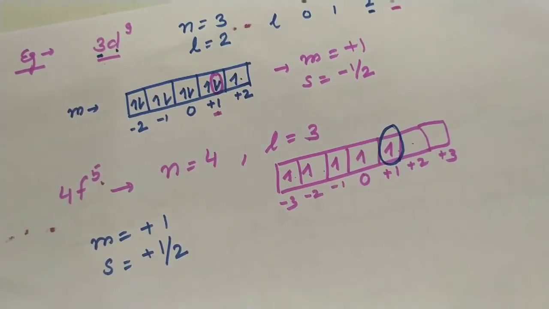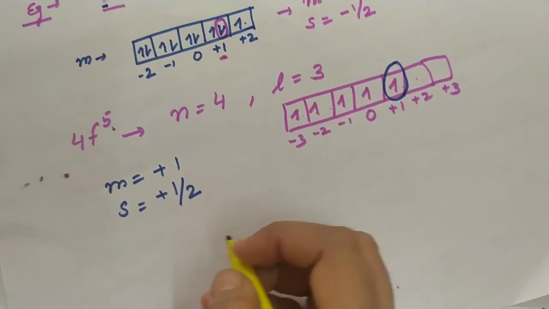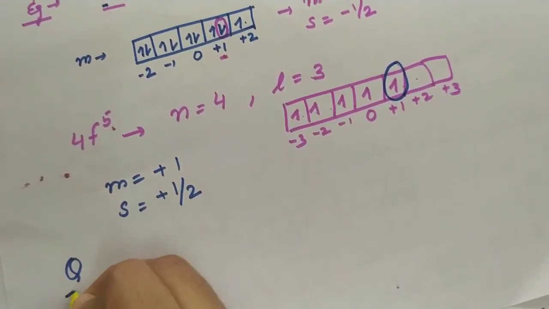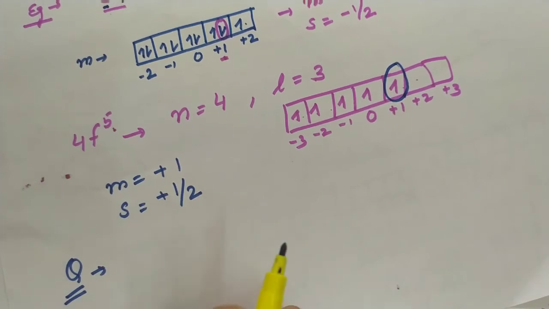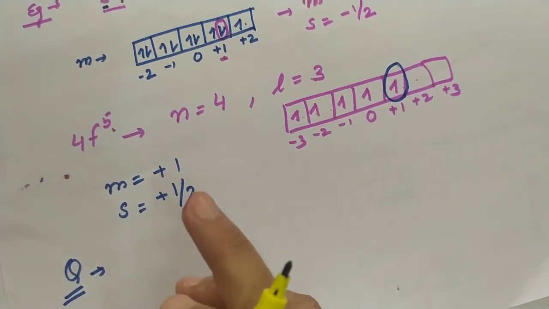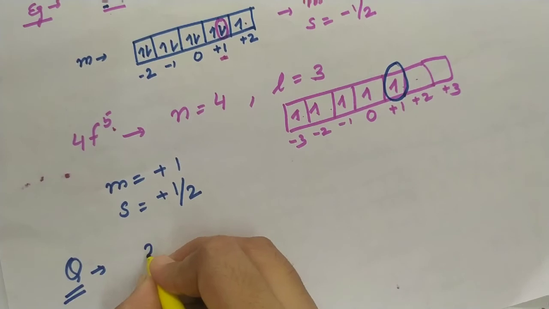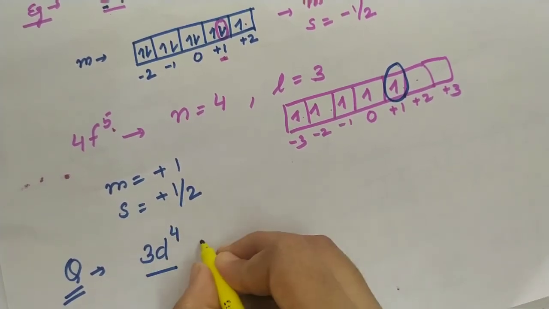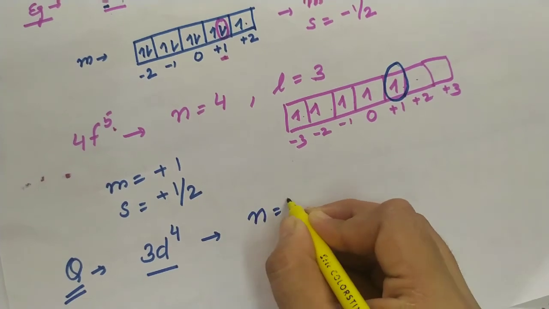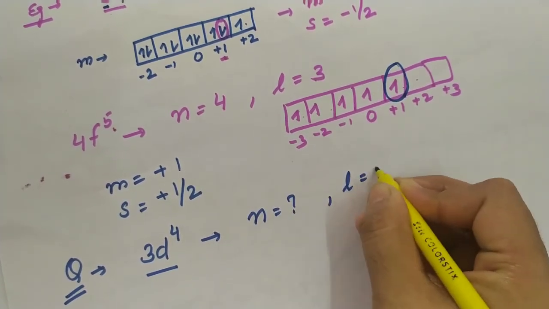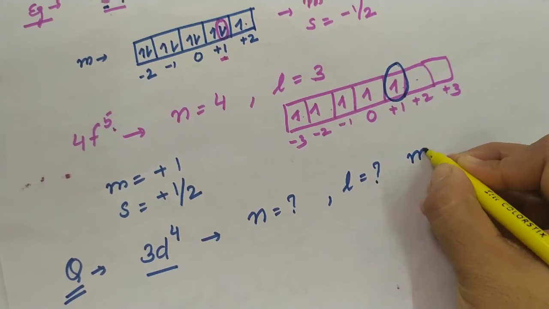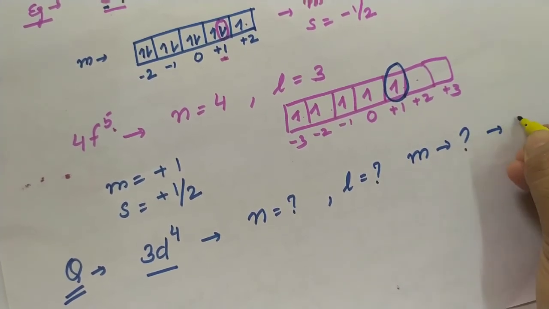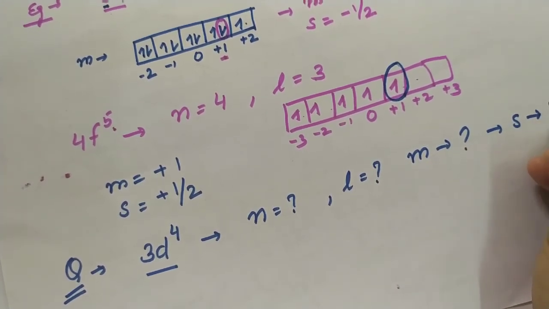Okay. Now I am giving you a question which you have to do by yourself if you understand these concepts very clearly. Write the answer in the comment section. For 3d4, what is the value of n? What is the value of l? What is the value of m? And what is the value of s?